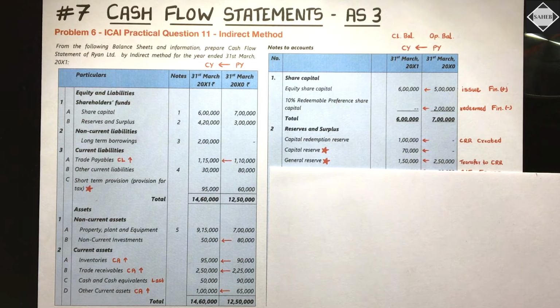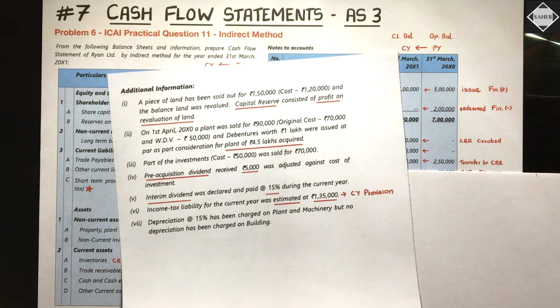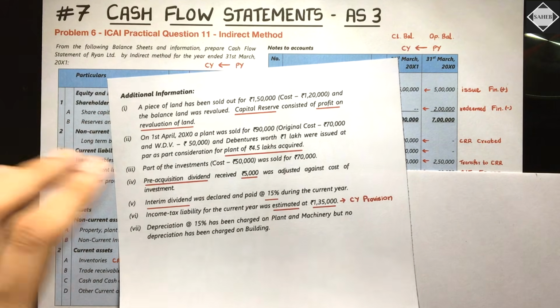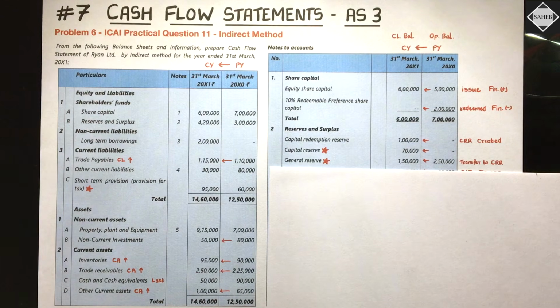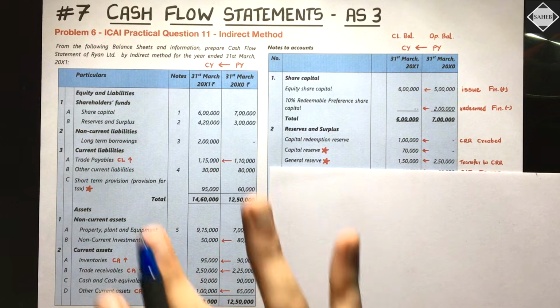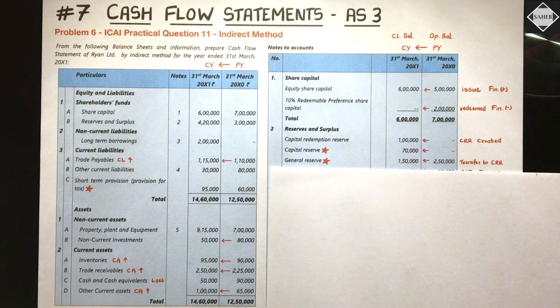And the question is also silent. The question hasn't said how CRR has been created, so you have to make an assumption over here. Is that clear? Still, we'll open the ledger account of general reserve and see the whole picture, and it will be clear to us. Fine. All right. Next, what do we have?